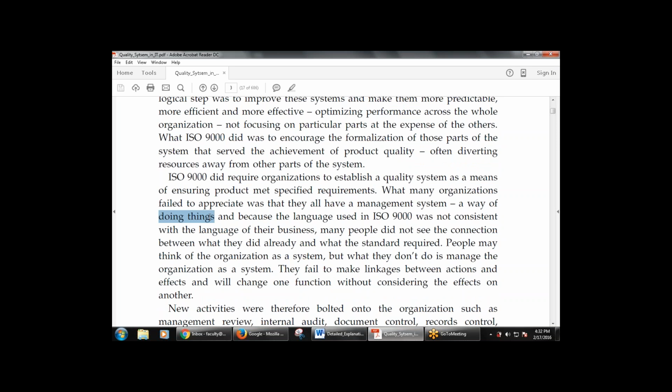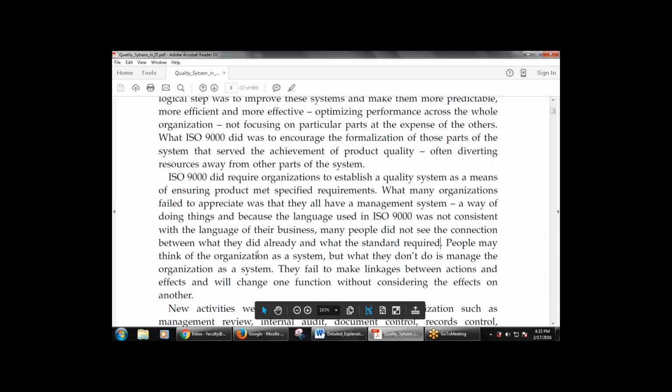And this is the way of doing things, and the language used in ISO 9000 was not consistent with the language of their businesses. So whatever the language, it is used with the ISO 9000 standards. And many people did not see the connection between what they did already and what the standard requires. So what is the standard and what is the concept? They do not know the concept that is used for the ISO 9000 standards.